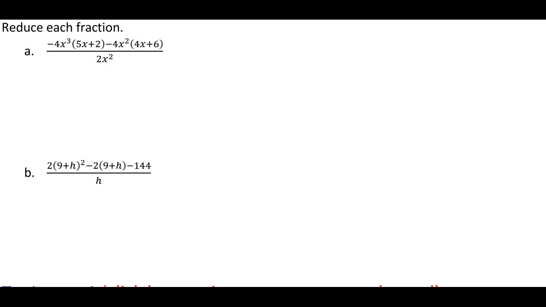So I'm going to jump right in with some examples that look a little more like what comes up in calculus. So I even said it here. What it means to simplify is to reduce the fraction if possible. So we're going to look for a common factor top and bottom that we can cancel out.